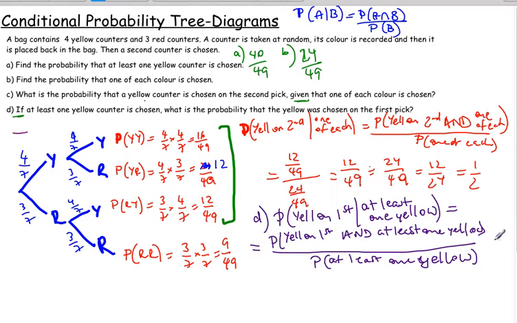Okay, if necessary, press pause. Make sure that you understand how we came to this. All right, the probability of yellow on first and at least one yellow. So I want the first one to be yellow, and I want at least one yellow. So that's these two put together. That's 18 out of 49.